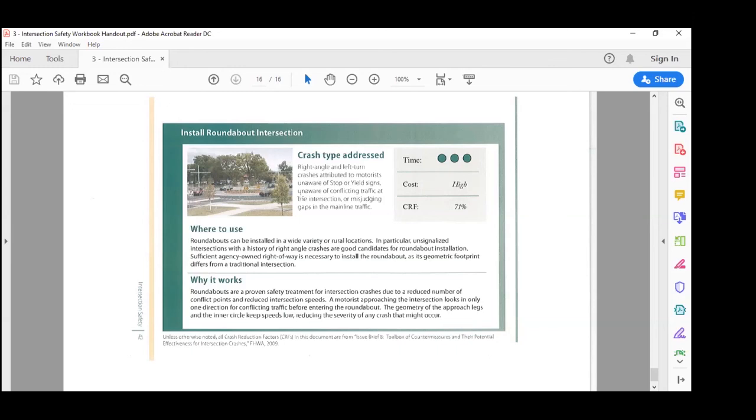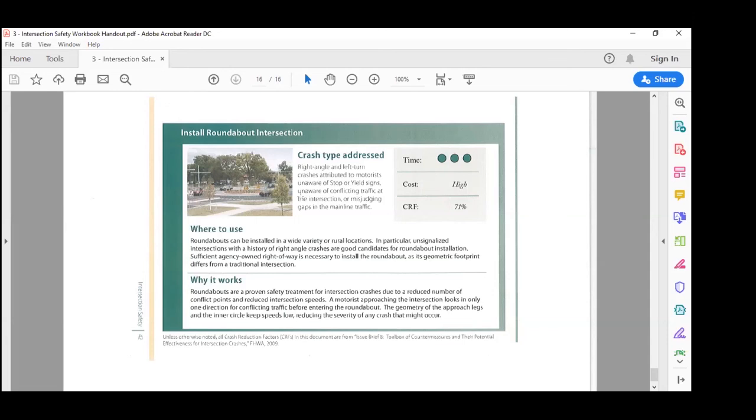They're high time consumers, as you can imagine. It's major construction. Cost is high, especially if you've got to acquire additional right-of-way. It can be very high, especially in an urban area. But look at the crash reduction factor. You know, the science was put to this and the type of crashes we're trying to alleviate, it was 71%. So anywhere between 50 and 70% reduction. Even though the costs are high, it might be a good return on investment.